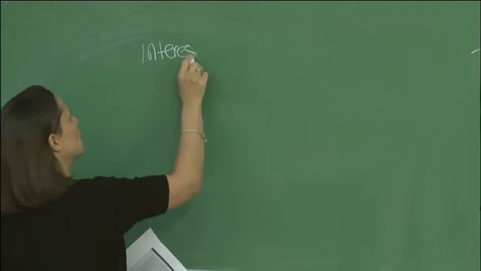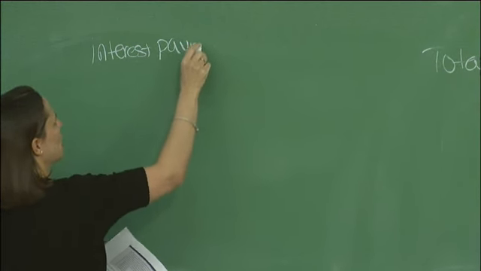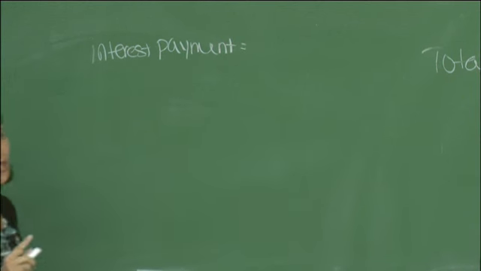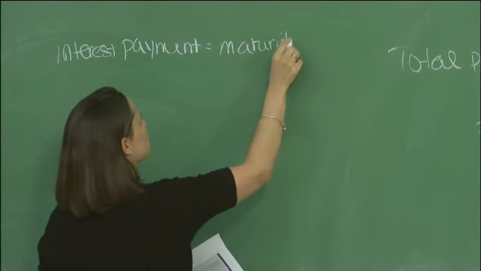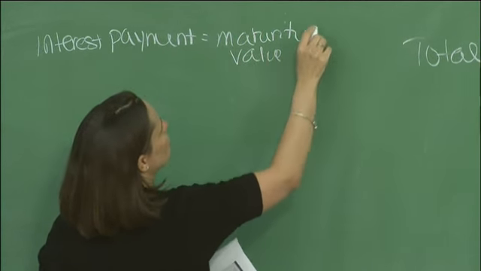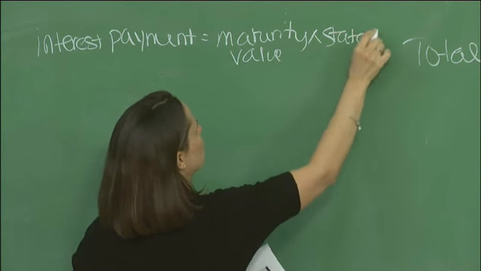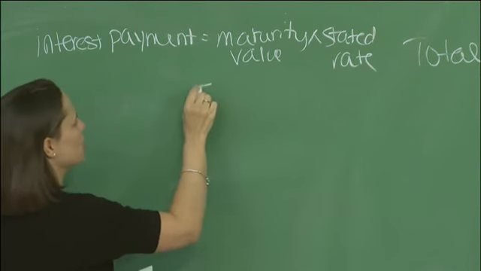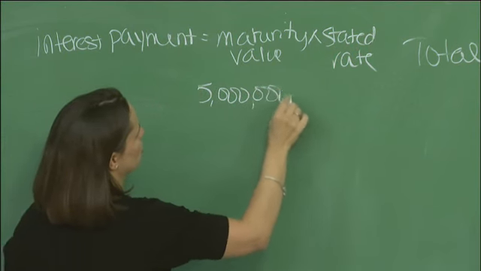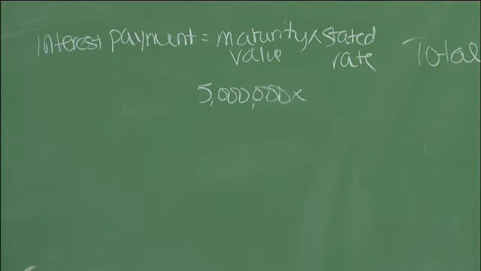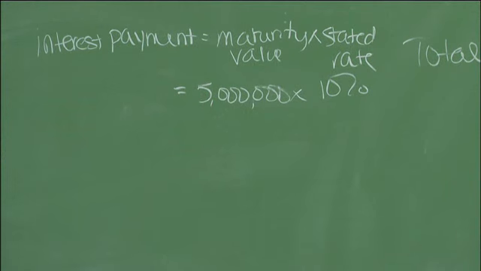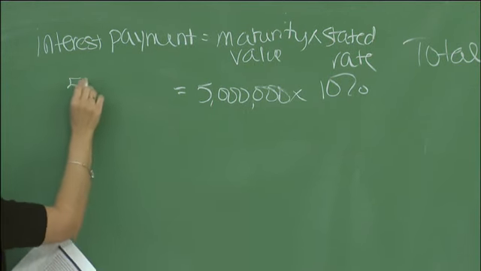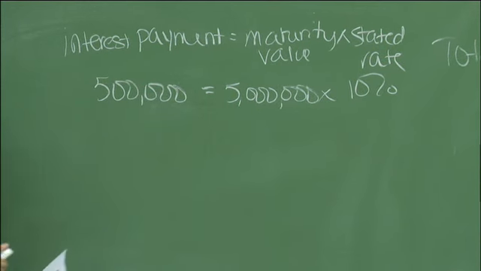What is our interest payment? Remember, under straight line, we calculate the premium amortization and we calculate the interest payment. This is our maturity value times the stated rate. So maturity value, $5 million. Look in the problem, these are 10% bonds. Interest is paid annually, so it's 10% per period. So the interest payment, $500,000.